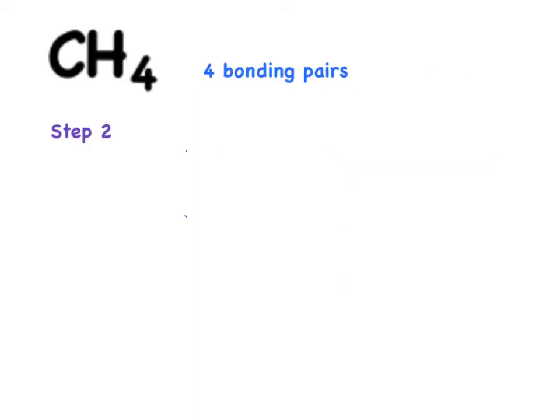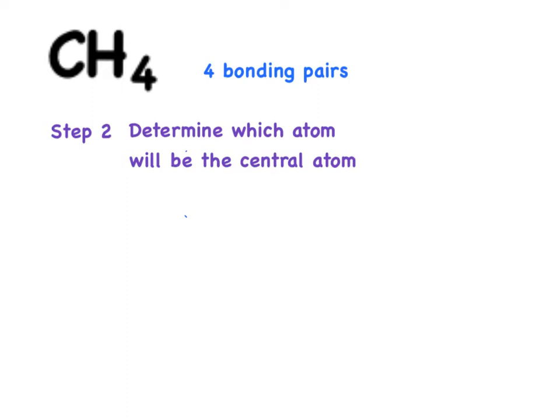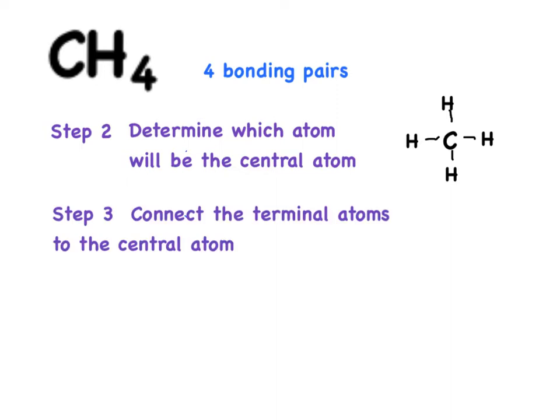Our next step will be to determine which atom is going to be our central atom. And since we know hydrogen can only be a terminal atom, and carbon is almost always the central atom when it's present, then carbon will be our central atom. Next, we'll connect our terminal atoms to the central atom. And that will use up all 4 of our bonding pairs of electrons. And so this structure for methane is complete. Larger molecules have a few more steps.